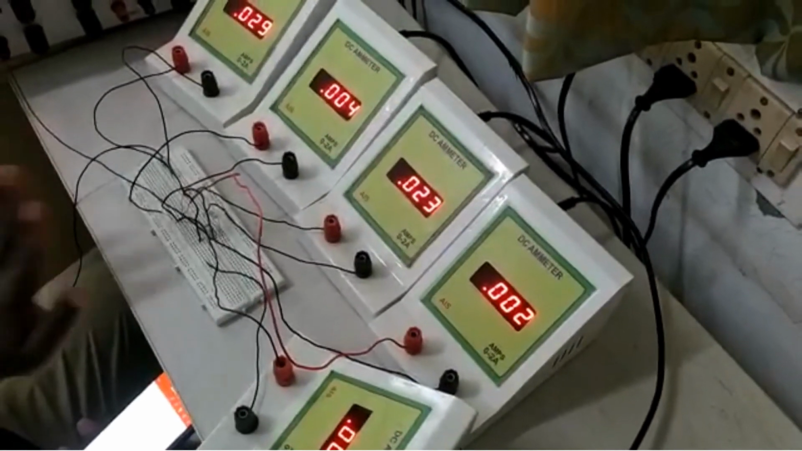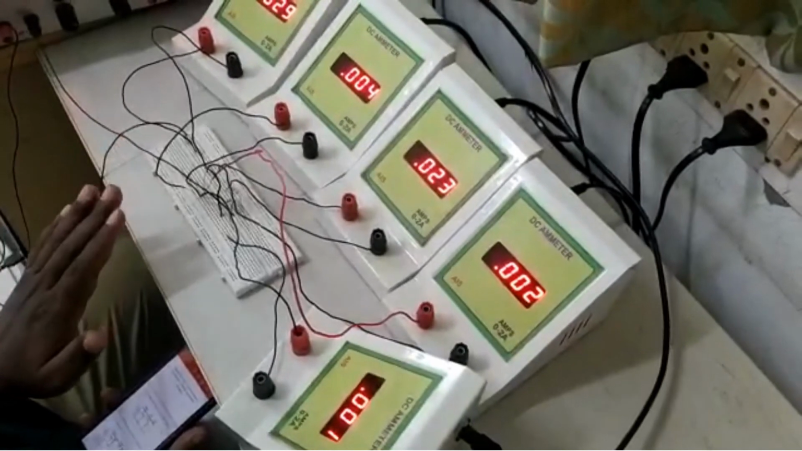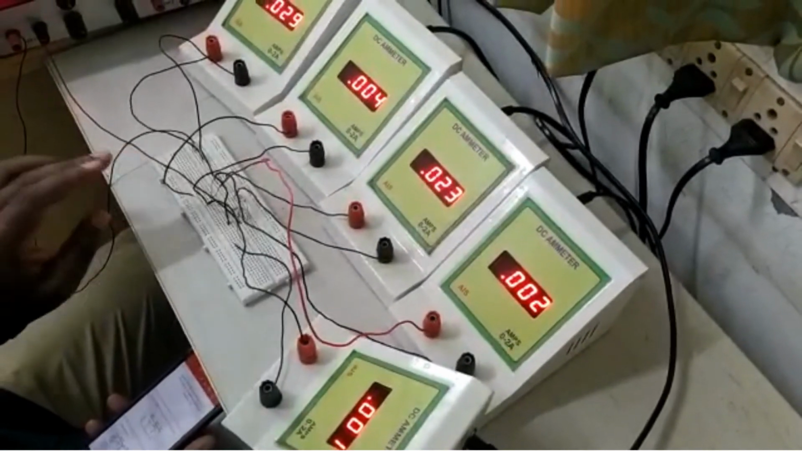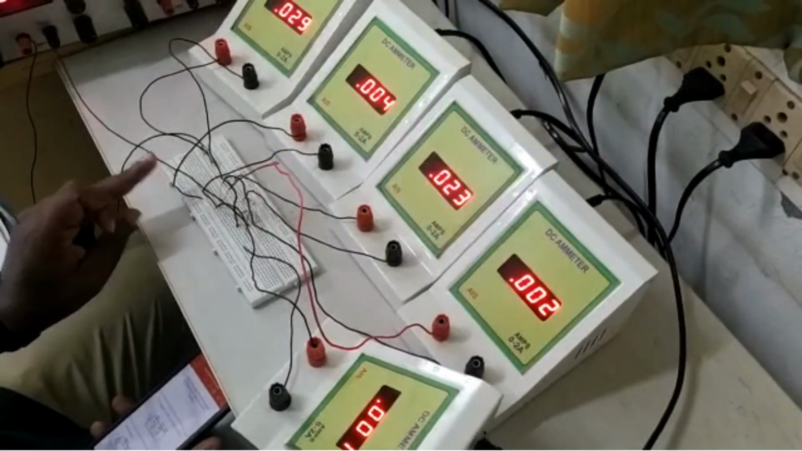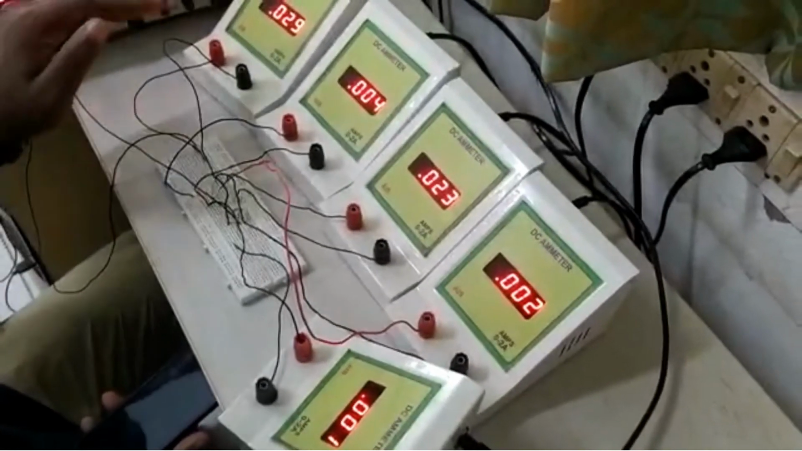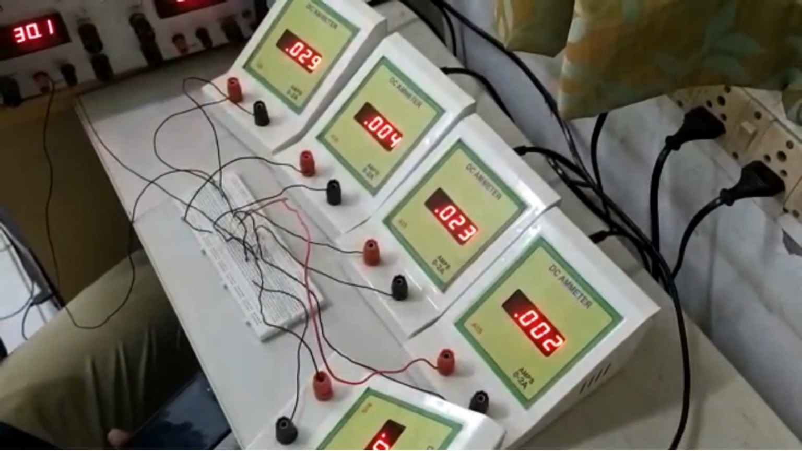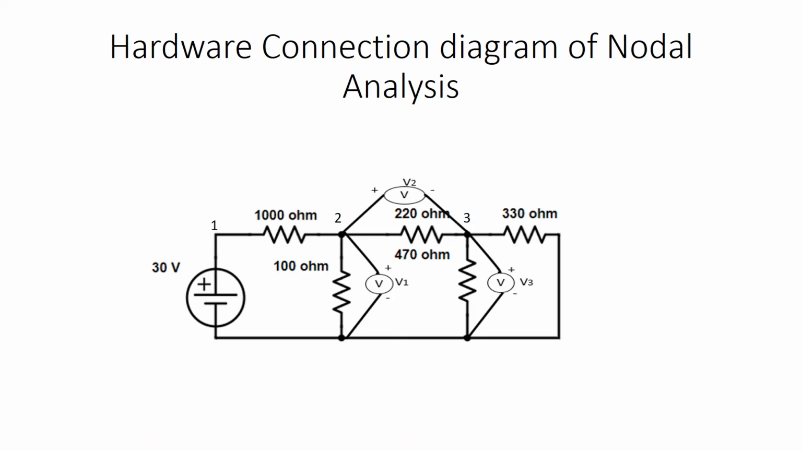In this we have to understand only one thing: there will be a drop across all these resistances which can be calculated. The voltage drop can be calculated by multiplying the resistance value and the current value. If you multiply this resistance with this current, the drop across the resistance can be calculated. This is the hardware connection diagram of nodal analysis.